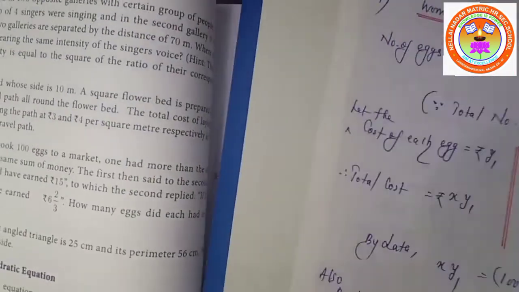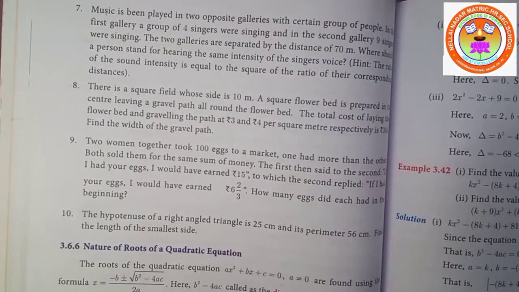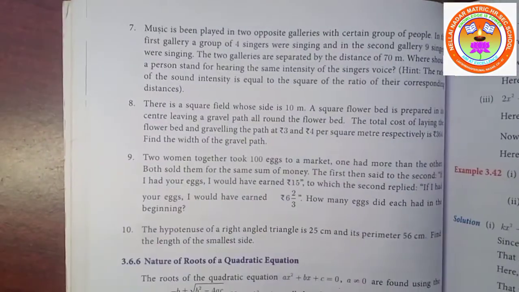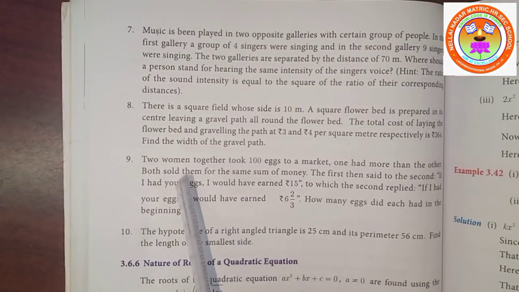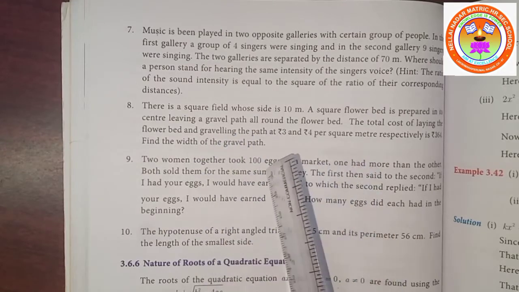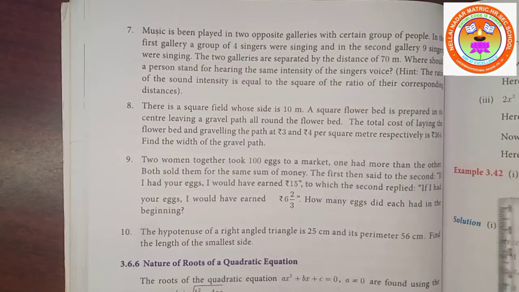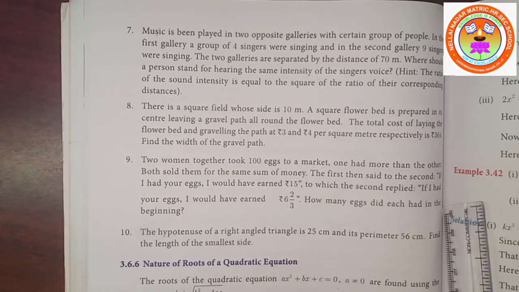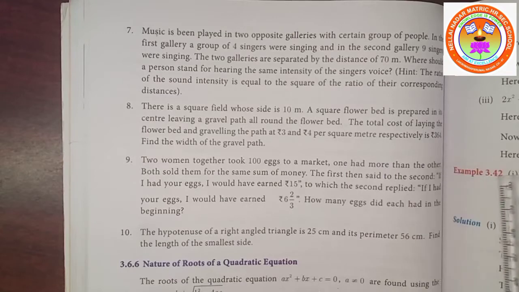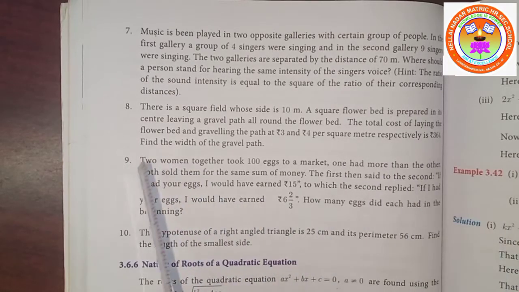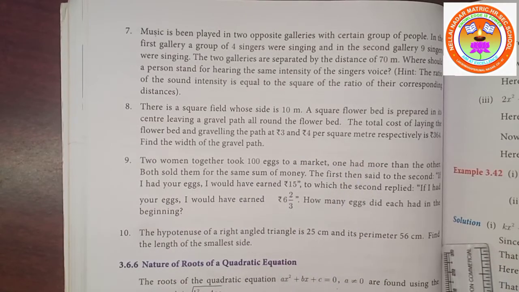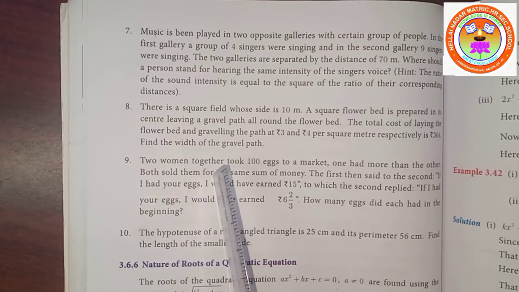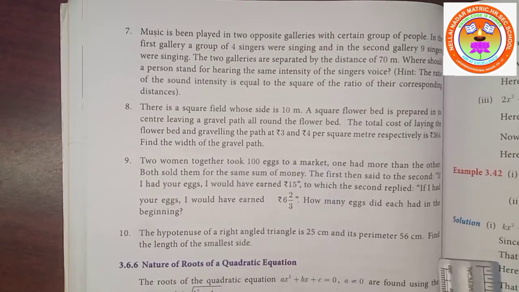Now problem number 9. I read the question, listen. Two women together took 100 eggs to a market. Total number of eggs 100. One had more than the other. Both sold them for the same sum of money. The amount sold by the first woman equals the amount sold by the second woman.